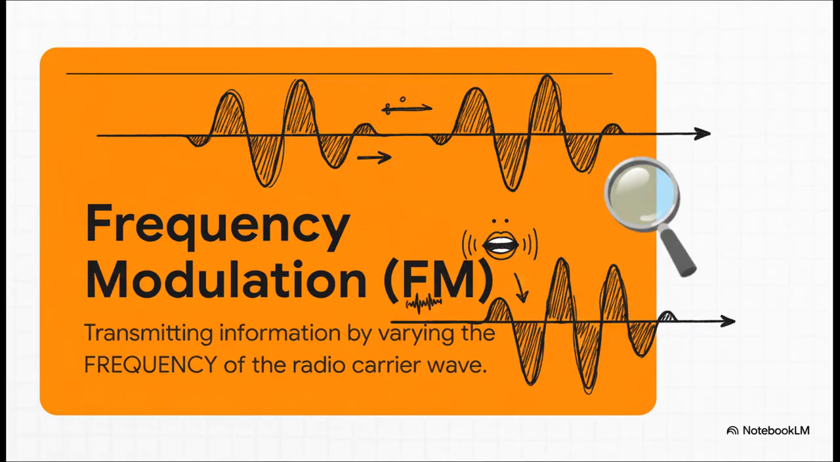Of course, changing the wave's height isn't the only way to get the job done. There's another really common method you've definitely heard of, frequency modulation, or FM. With FM, we keep the amplitude, the height of the wave, totally constant. Instead, we vary its frequency. We make the waves get a little faster or a little slower to match the sound of the voice.